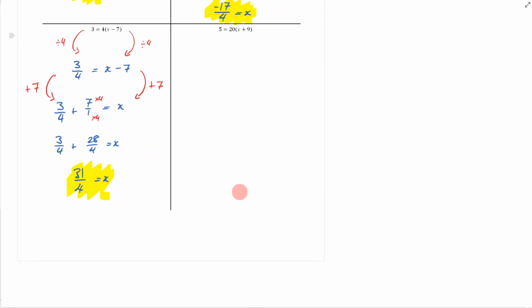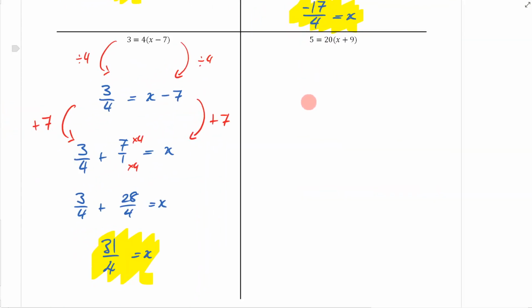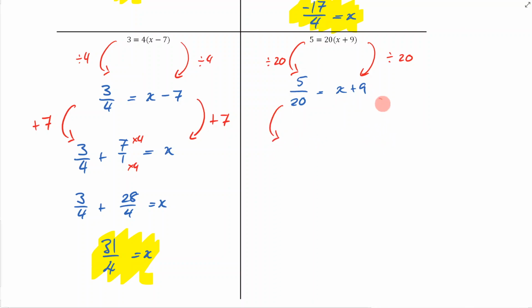And then the last one for this part, again, make sure you're pausing it and giving it a go yourself. We're again going to begin by dividing to get rid of that number at the front. That's going to leave me with 5 on 20 is equal to x plus 9. I now am going to subtract 9 from both sides. Before I do that, what I would do first is simplify this, because this is the same as 1 on 4. That's just going to make my life a little easier. You always want to simplify as you're going along.